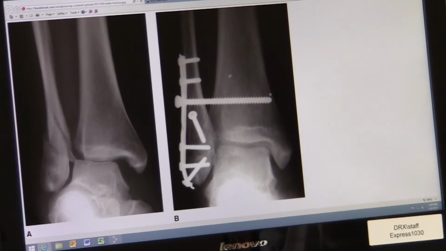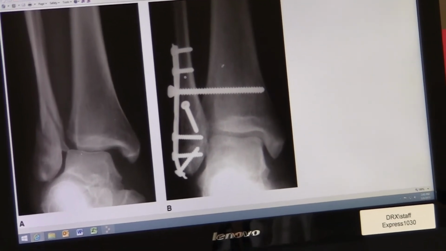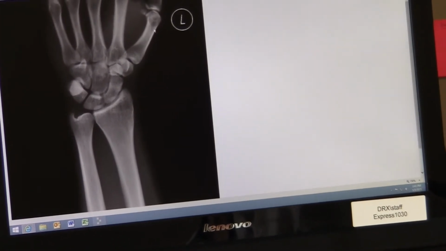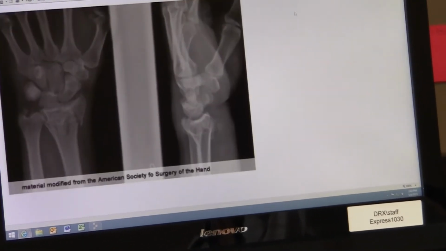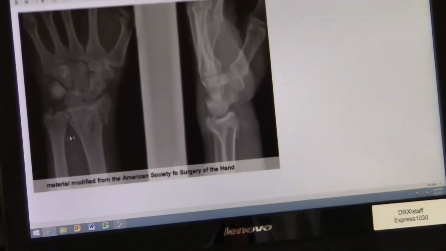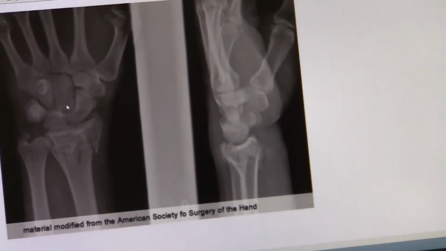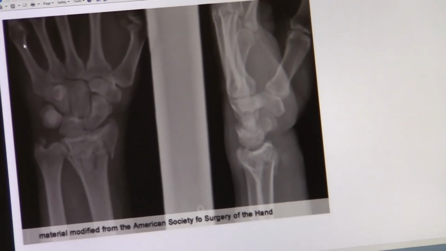And this is an example of a surgical treatment for an ankle fracture. This is a normal wrist, and we have a wrist that's fractured in the distal radius. These are your carpal bones of the hand, and more hand bones.